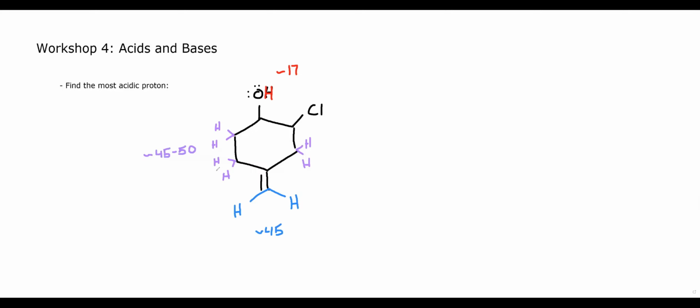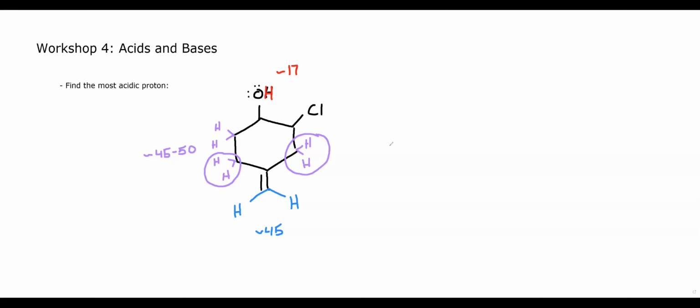Now, these purple hydrogens that I circled, you may say, well, those are partaking in resonance. If we deprotonated those positions, those would be resonance stabilized. And that's true. That does make these circled purple hydrogens a little bit more acidic, lower towards 45, as opposed to 50. But either way, they're still much less acidic than an alcohol, okay?